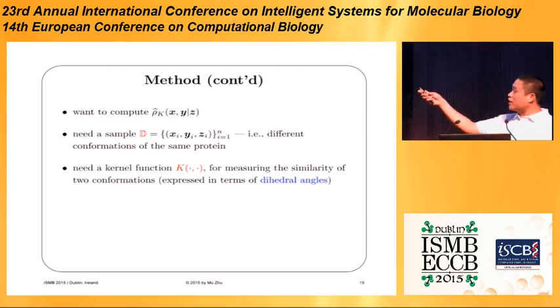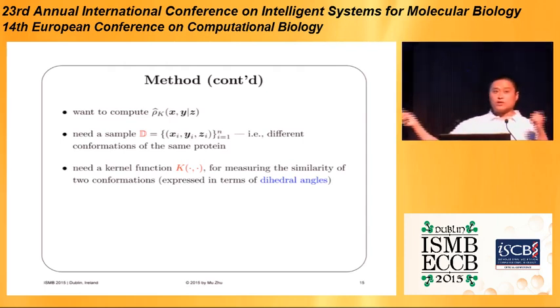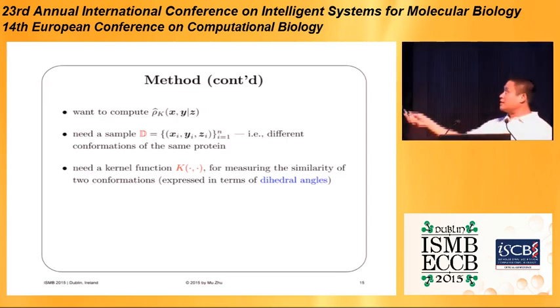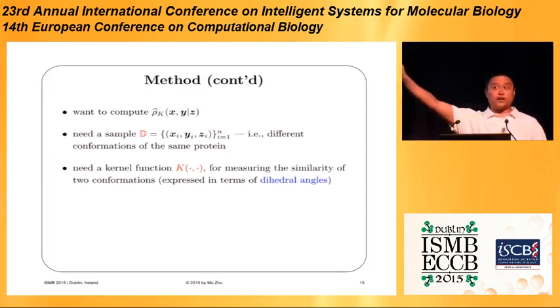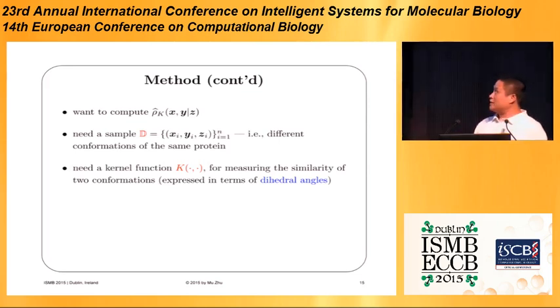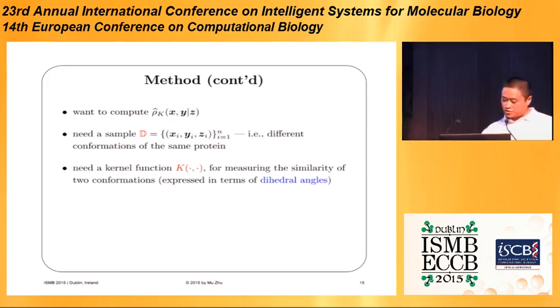So here, we are trying to characterize a type of dependence between two multivariate quantities, but we need to have multiple copies of this. What that means is we need to observe the protein in many, many different conformations. And then we can characterize, well, what if I change something here? What's going to happen there? So we need a data set. Where do we get this kind of data set? And the second choice is, what kind of kernel function do we choose?